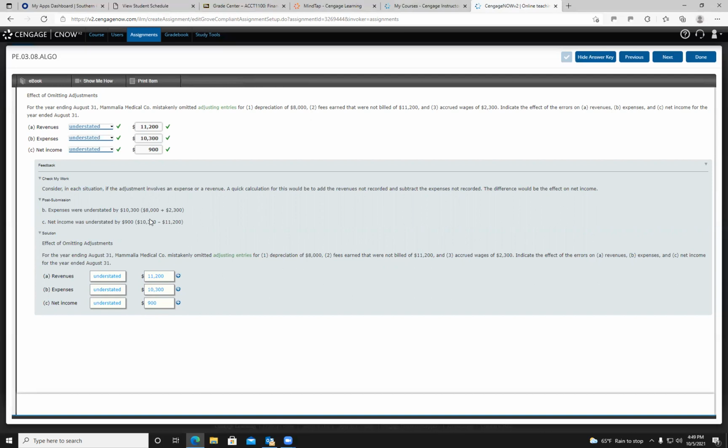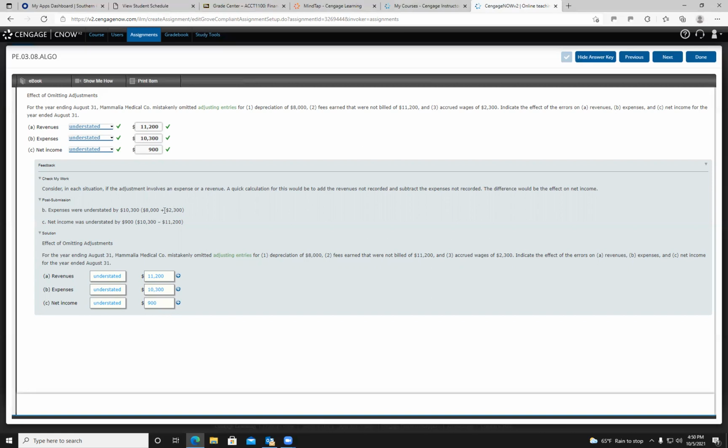So let's go ahead and jump to B, expenses. So we have 1 and 3, excuse me, depreciation and accrued wages. Both of these are going to affect your expenses. If you don't record your depreciation, you're understating your expenses because you're supposed to record your depreciation against a depreciation expense. If you fail to record your accrued wages, then your wage expense is going to be understated as well.